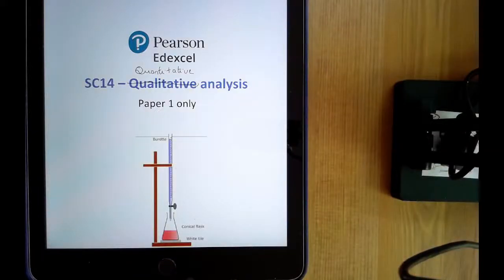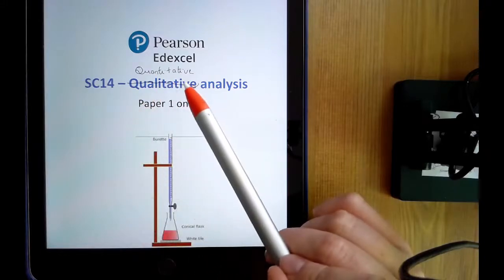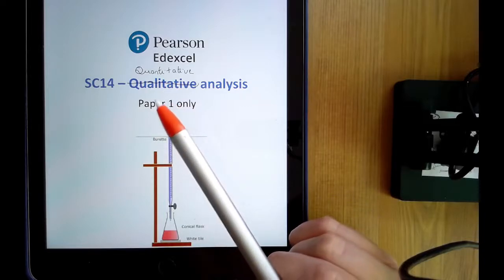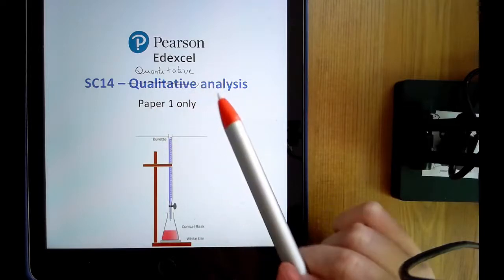So this is going to be the first video in a new topic, SC14. And the name of this topic is actually Quantitative Analysis, not Qualitative Analysis, like I wrote on the front of your booklets. So in chemistry, you've got two different types of analysis.